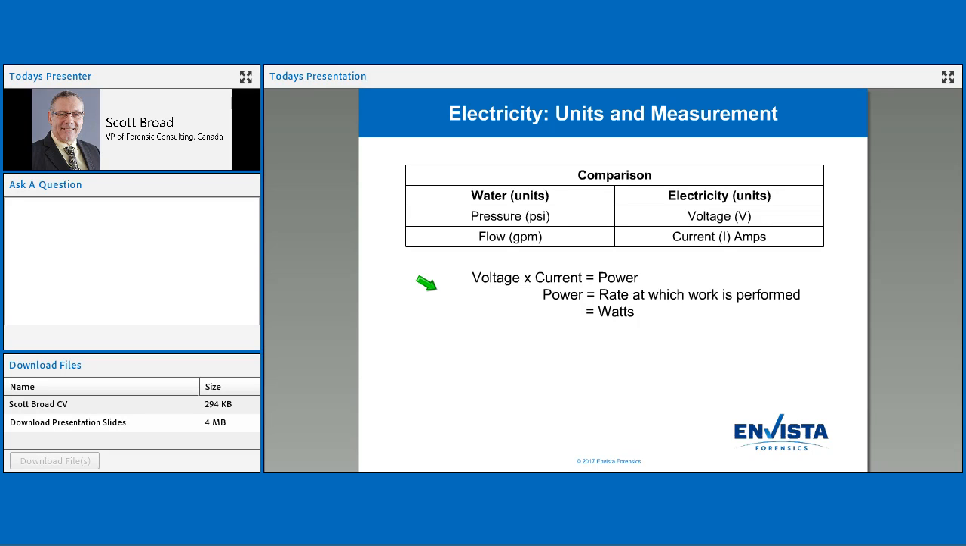If we have a lot of voltage and a lot of current, we have a lot of energy coming out of our power cord or our conductor, whatever that may be. And what is power? Power is the rate at which work is performed, and that's just a fancy term for what we call watts. So if we have a 60-watt light bulb, that is the amount of power generated or the work that is performed by that light bulb.